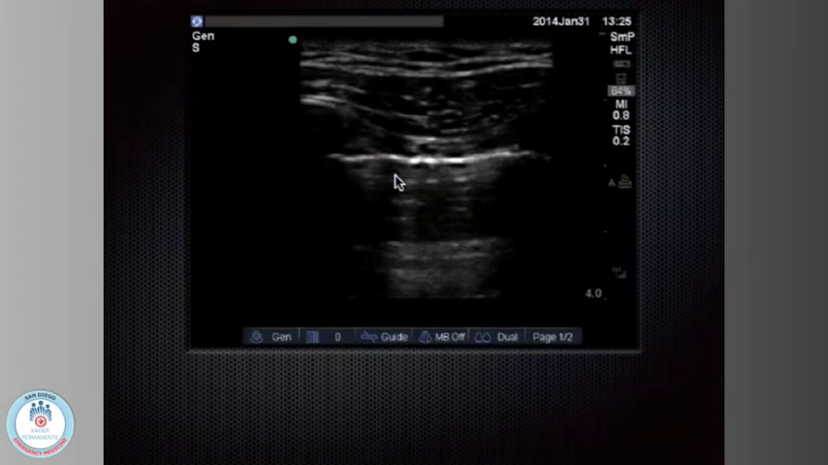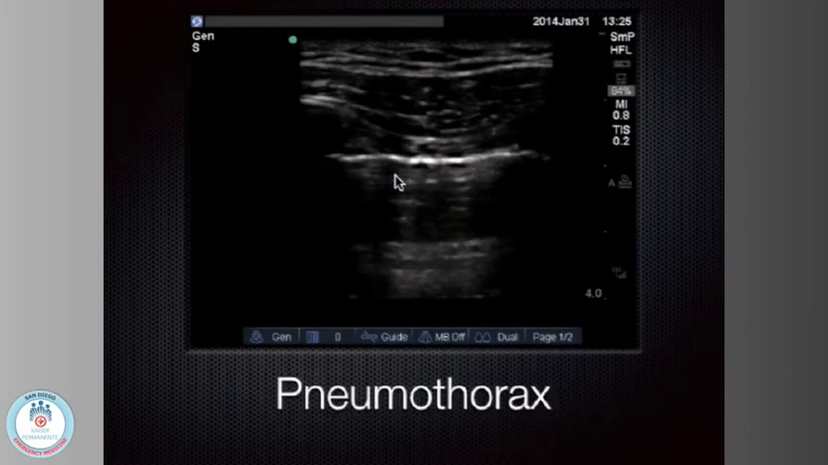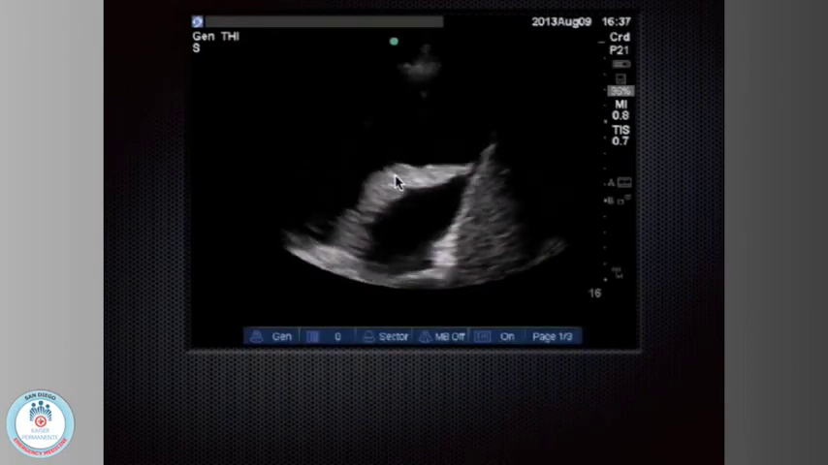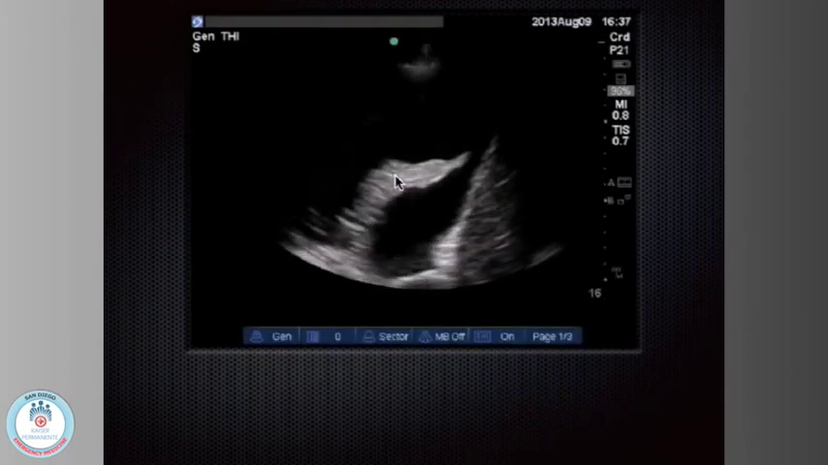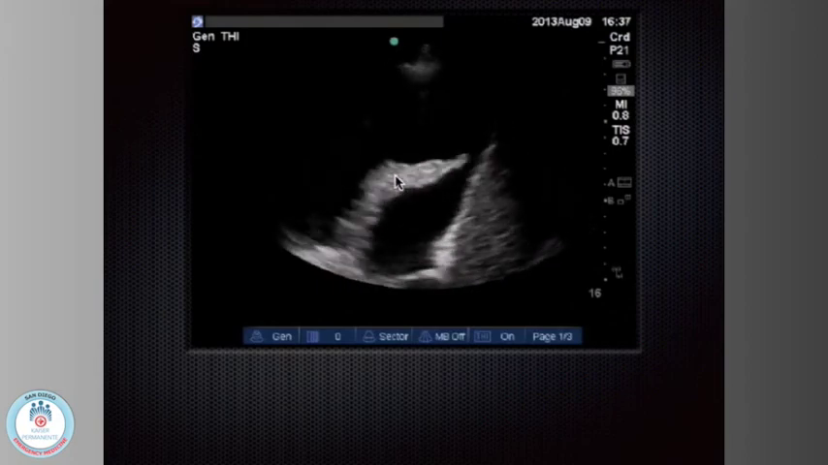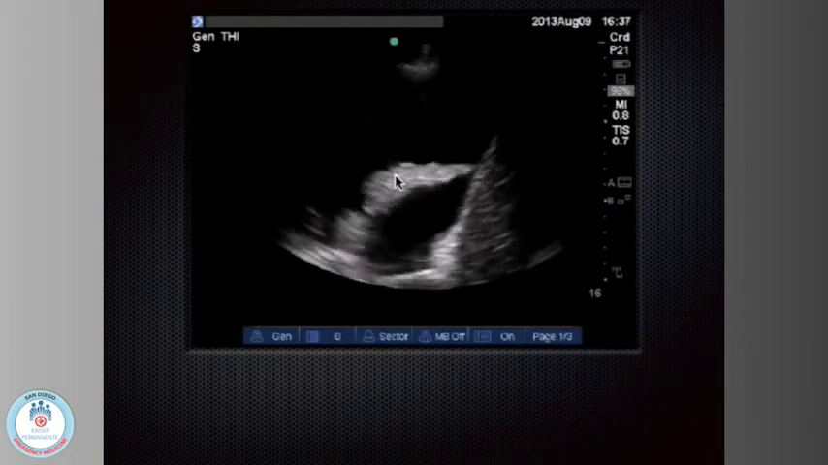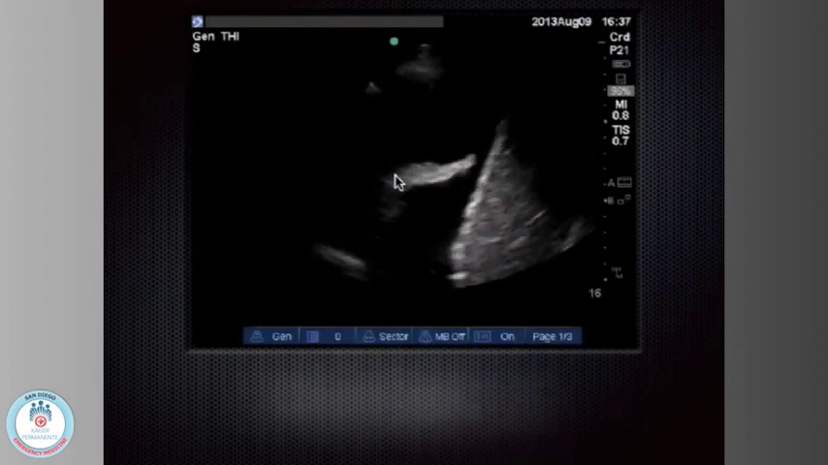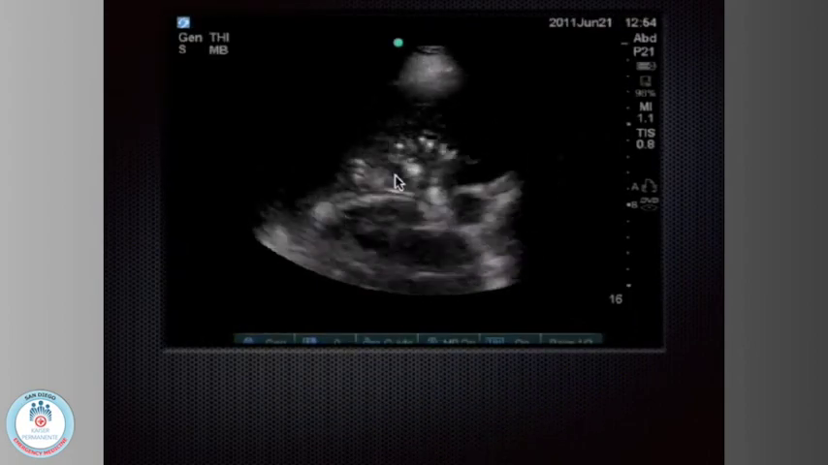This patient has a pneumothorax. Very good. Lack of lung sliding. Okay. This is a pleural effusion. Yep, you can see the little salamander tail there. That's the lung, the atelectatic portion of the lung. Okay.